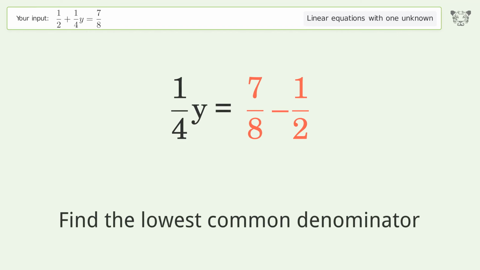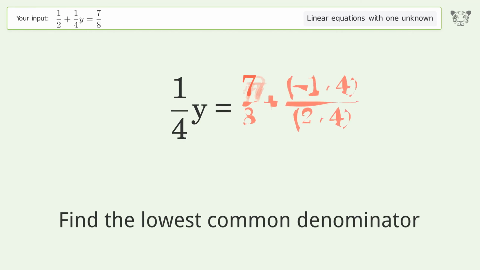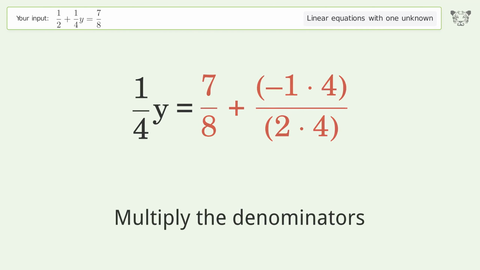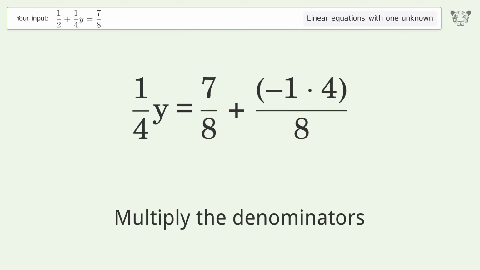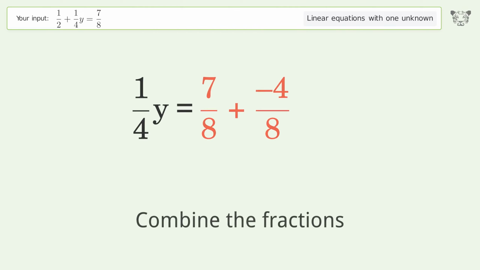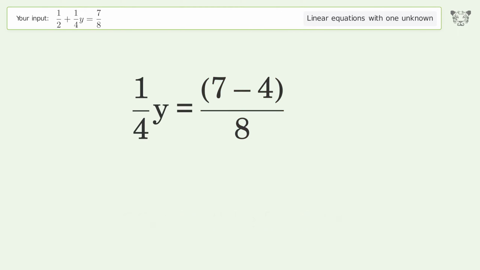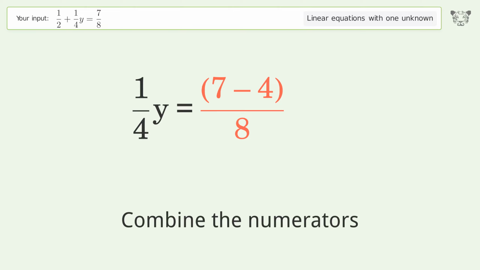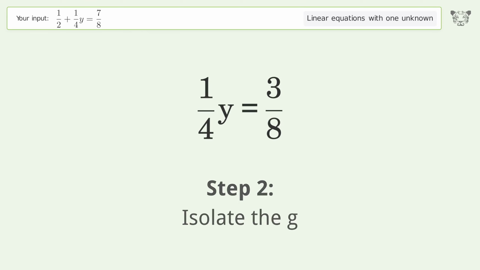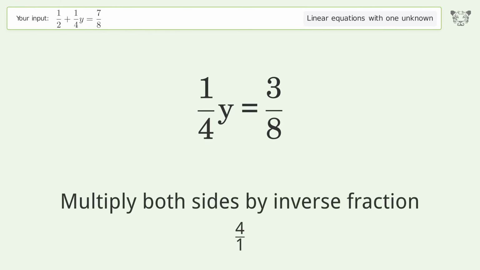Find the lowest common denominator. Multiply the denominators. Multiply the numerators. Combine the fractions. Combine the numerators. Isolate the y. Multiply both sides by inverse fraction 4/1.